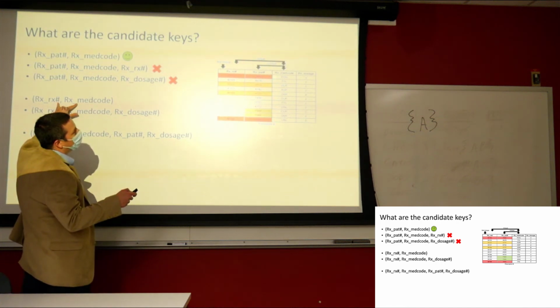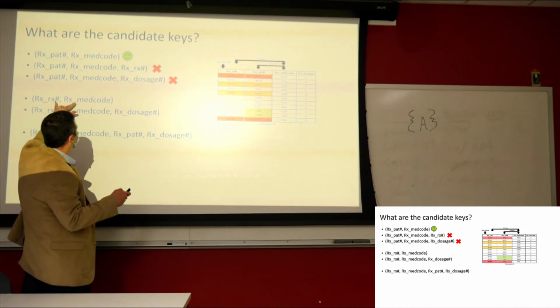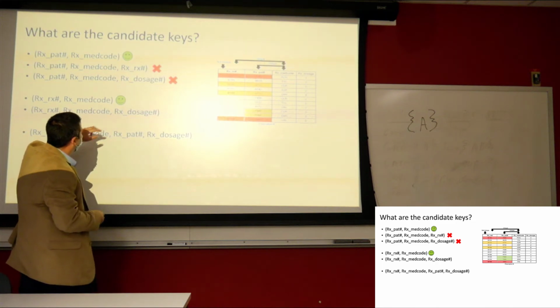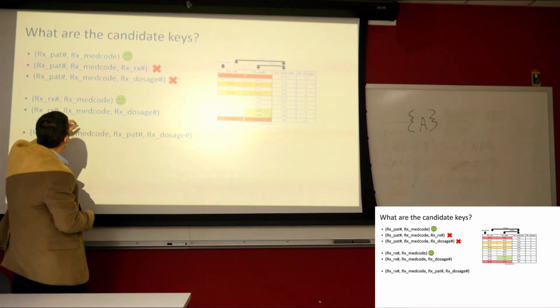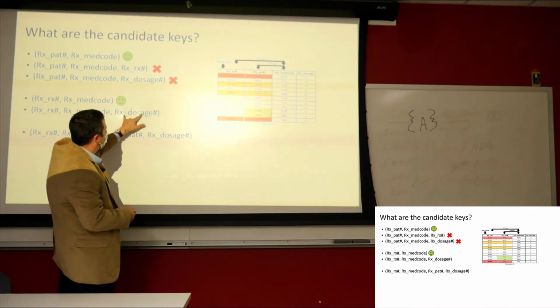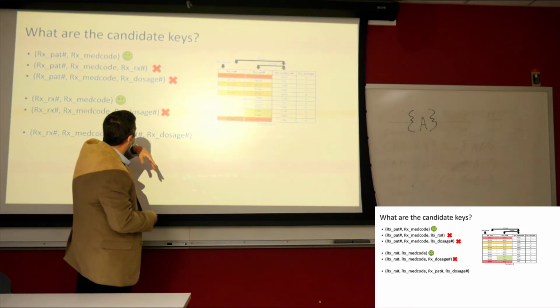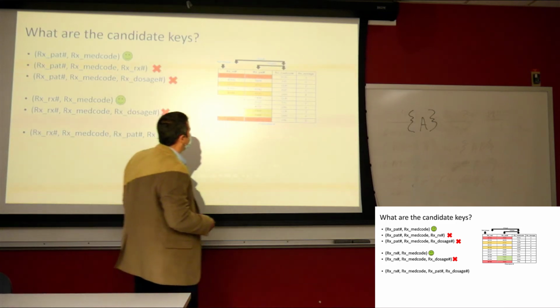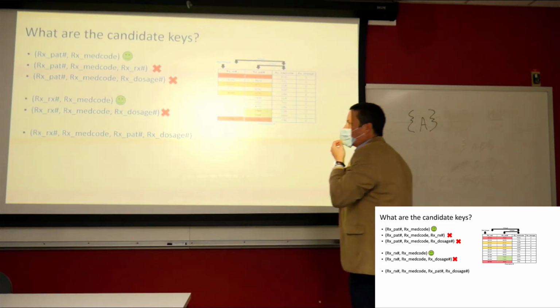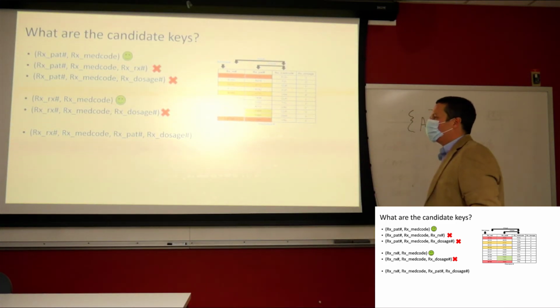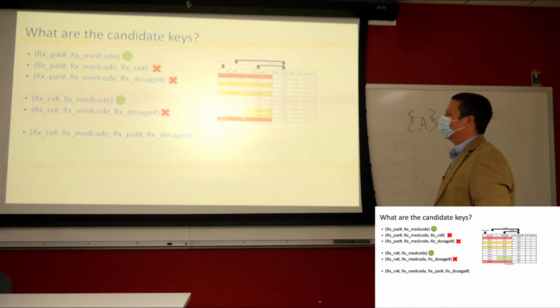Prescription number and med code together, is this a candidate key? Yeah, because we have to have both of these. We cannot reduce this and it remain unique. However, anything that we add to this set of attributes, prescription number, med code, and dosage, we don't need dosage to remain unique. That is reducible. We could get rid of that. So that's not a candidate key. All 4 attributes together are a super key, but it's a super key that is reducible. So this is not a candidate key.